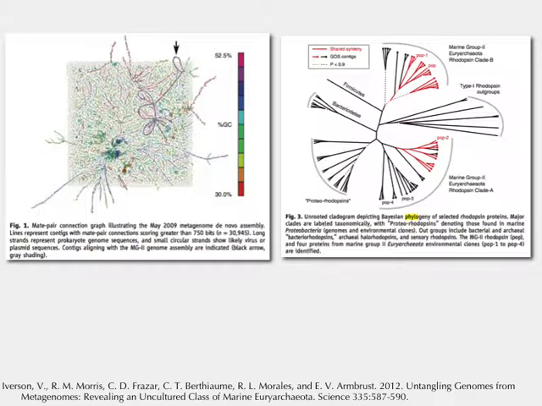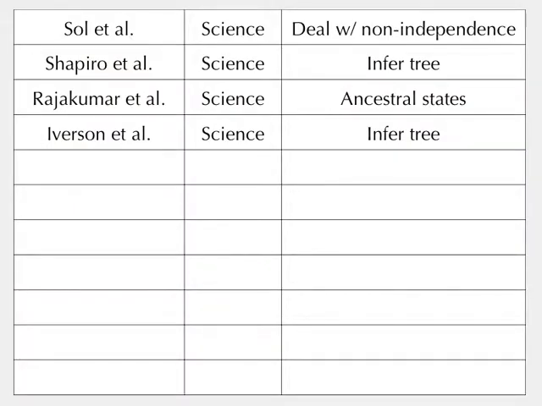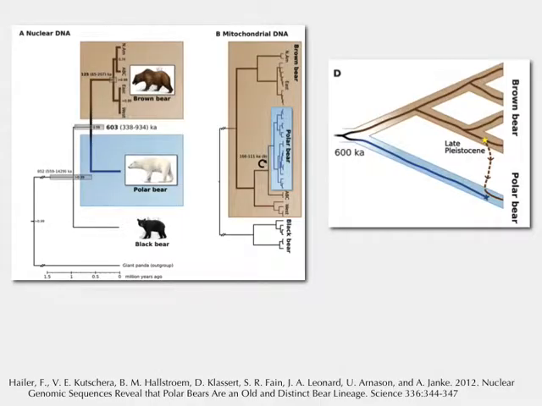So there, use phylogenetic trees, right, to figure out what the stuff belongs to. Okay. So there they just did that by inferring a tree. Just making a tree.